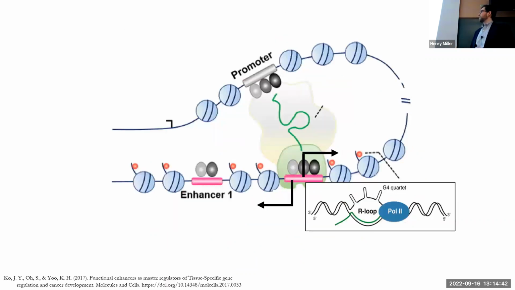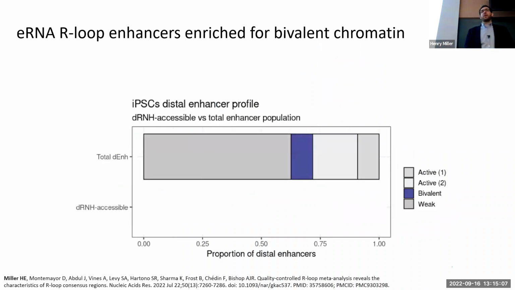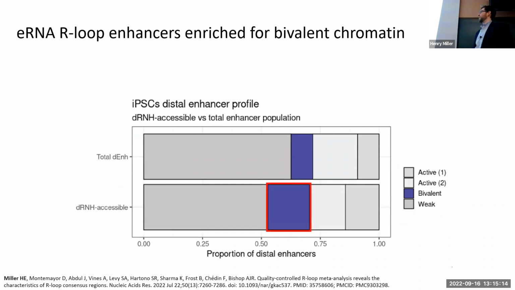Okay, so jumping back to our model here, now that we've pretty well shown that there are, in fact, eRNA R loops being formed at these distal enhancers, can we now understand what types of enhancers these are, what roles and relationships they might be participating in? And so I basically took all of the distal enhancers in iPSCs, and I looked at the types of enhancers they represent. And then I looked at the ones that actually have eRNA R loops forming out of them. And we see a very clear enrichment here for the bivalent variety of enhancers.